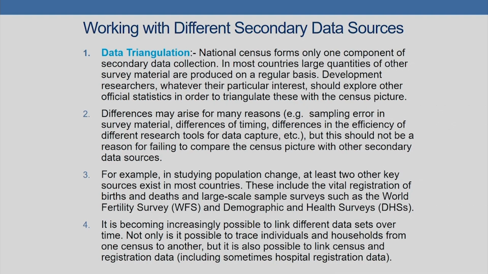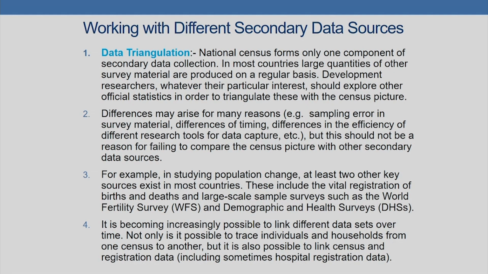National census forms only one component of secondary data collection, and in most countries large quantities of other survey material are produced on a regular basis, and development researchers, whatever be their particular interest, should explore other official statistics in order to triangulate this with the census picture. This is often done in the case of census and NSSO data in India. When we have worker population rates from census and work participation rate estimates from the NSSO, often data triangulation is carried out to be able to compare the information coming from two different sources.